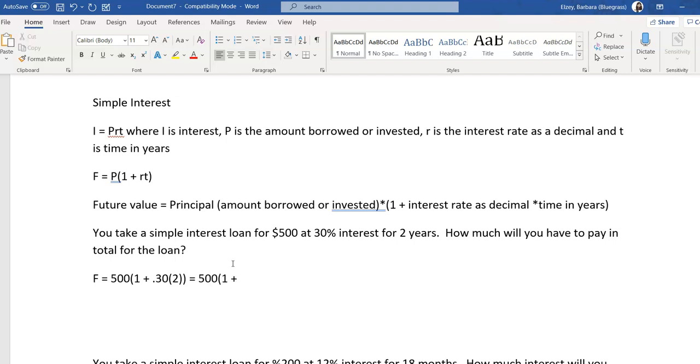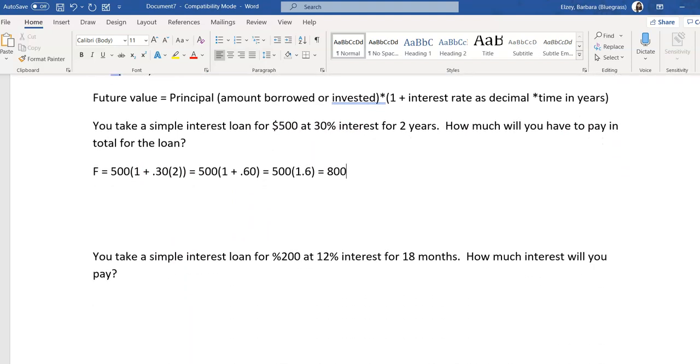So if you've got one of the simple calculators, you can take this a step at a time. Do the inside of your parentheses first. So we have to do the multiplication, which is going to give us 1 plus 0.60. Finish the parentheses, that's 1.6. And then let our calculator do the 500 times 1.6. And we will end up getting $800 that we end up paying for that loan. Quite a bit for $500 borrowed.